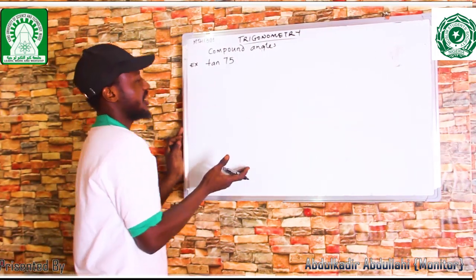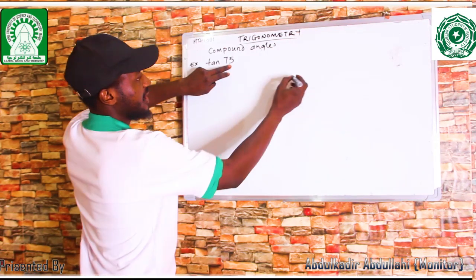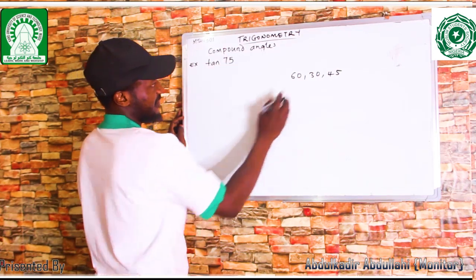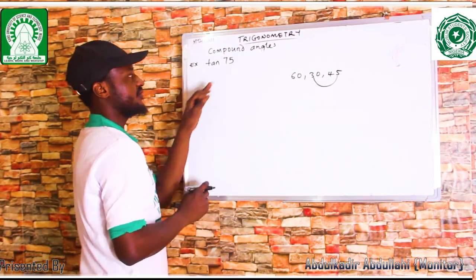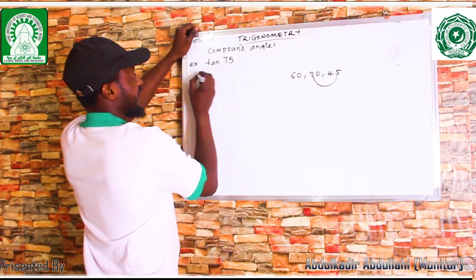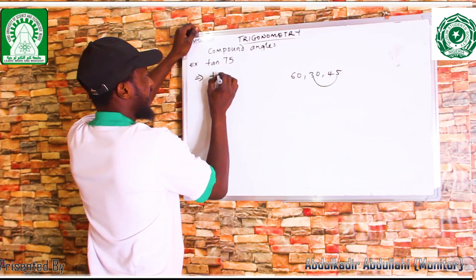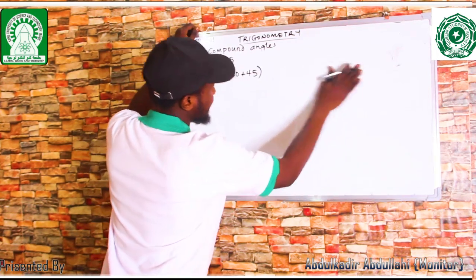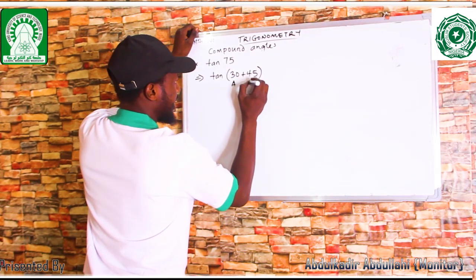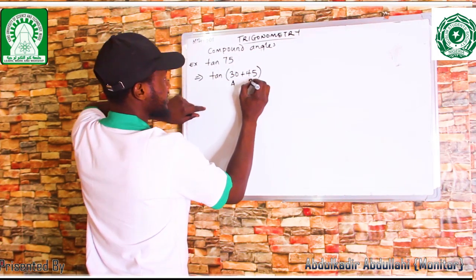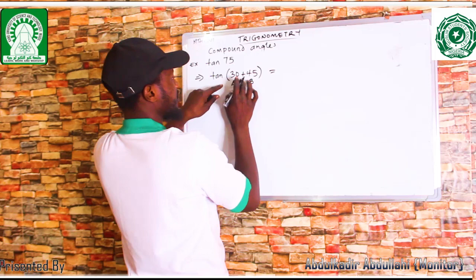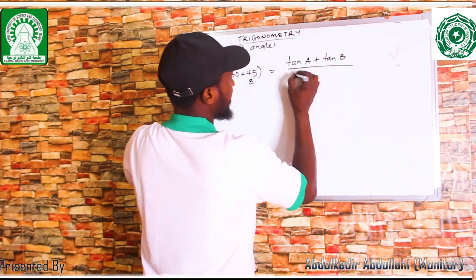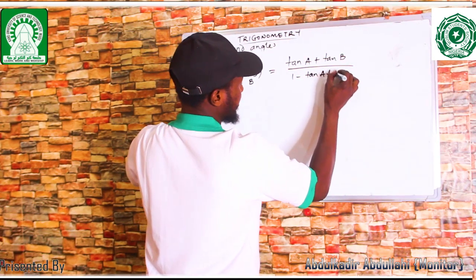So as we did with 15, we think of two special angles that, if you add them, you're going to have 75. I think 30 and 45. 30 plus 45 is 75. So I can express this as tan of 30 plus 45, taking 30 as A and 45 as B. When you are having plus, it is tan A plus tan B all divided by 1 minus tan A tan B.